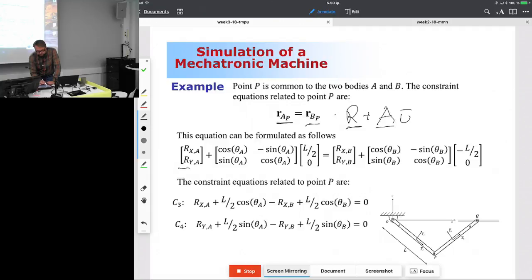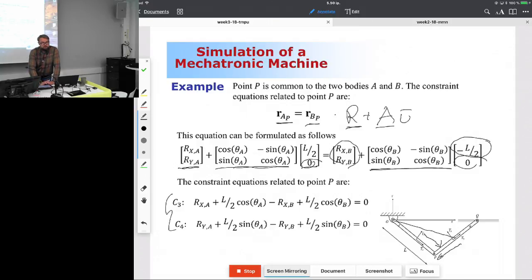Okay, so this is the body A definition, the orientation of body A. Vector u-bar, this time, is L divided by 2 in the positive direction. Y direction is equal to 0. Then I will do the same with respect to body B. So I will go first here, then I will account for the orientation of body B, and then with the help of vector u-bar, I will call this point P. Right? Vector u-bar will be minus L divided by 2, 0. That gives me the third and fourth constraint equations. Clear?